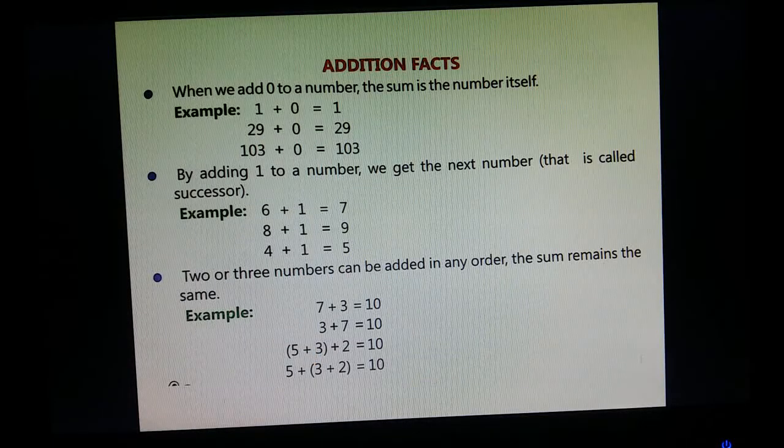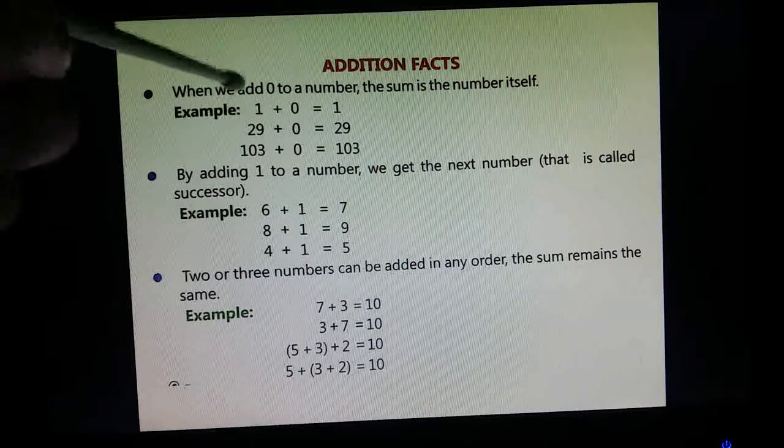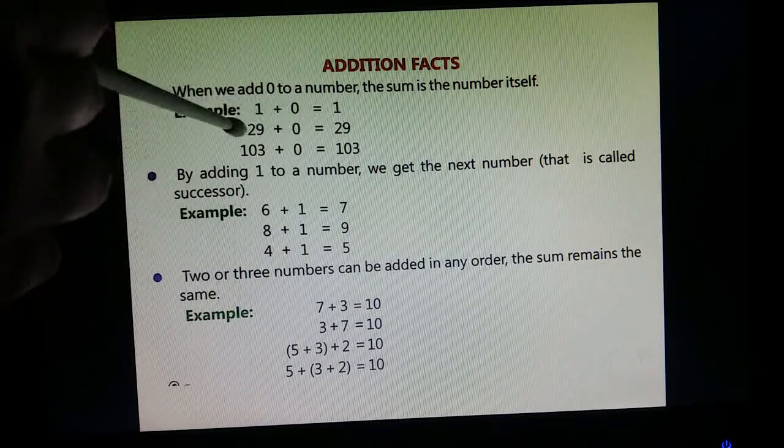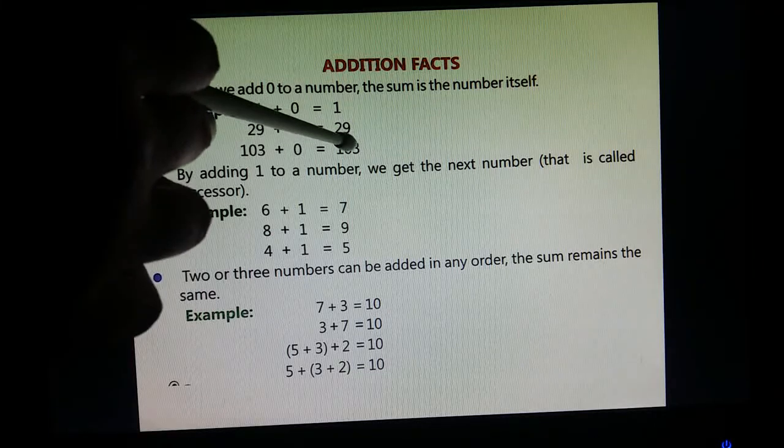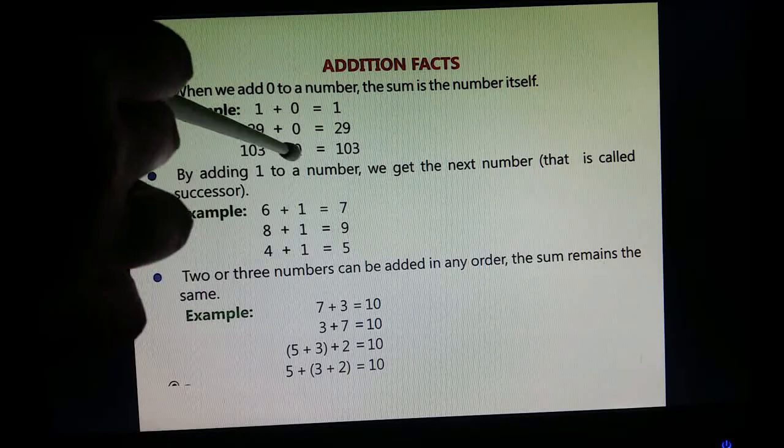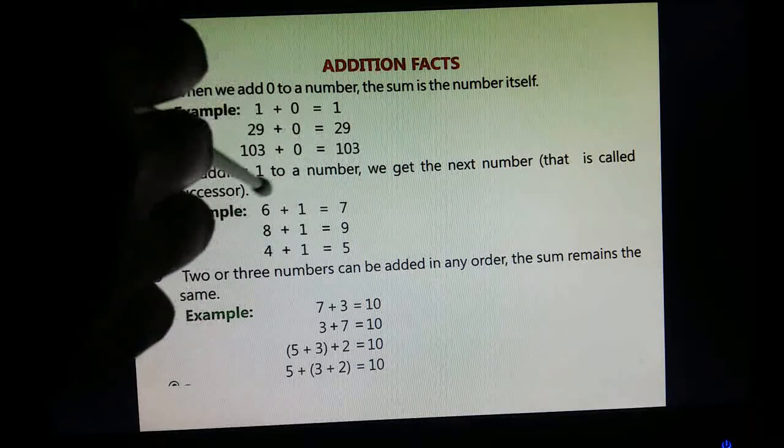There are some addition facts. When we add 0 to a number, the sum is the number itself. As you can see in the example, 1 plus 0 equals 1, 29 plus 0 equals 29, 103 plus 0 equals 103.